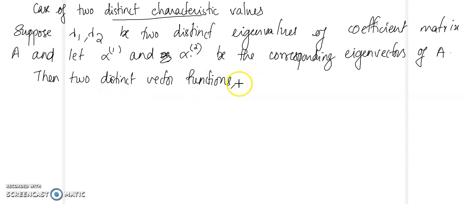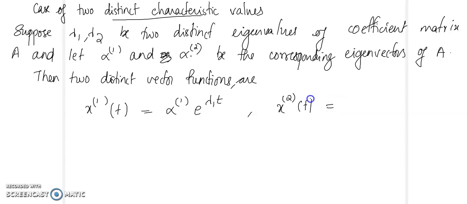let us call it x1. So x1 of t is the first eigenvector, alpha 1, into e raised to lambda 1 t. This is the first eigenvalue, and the second vector function is x2 of t. That is the second eigenvector, so that is alpha 2 e raised to the second eigenvalue, e raised to lambda 2 t.